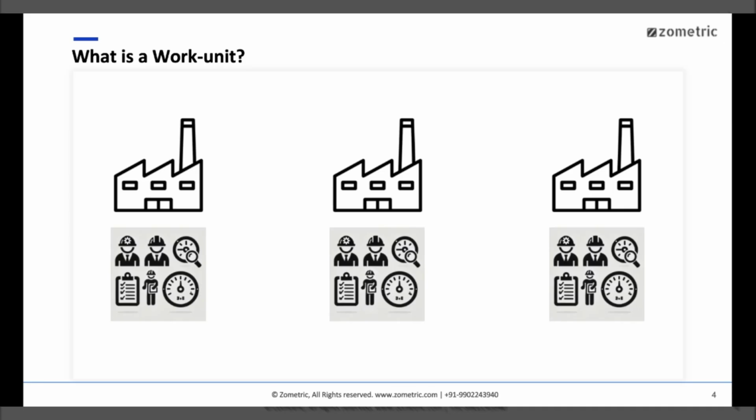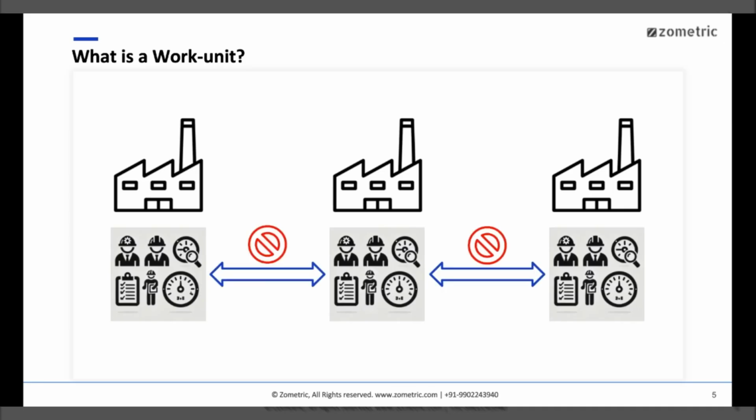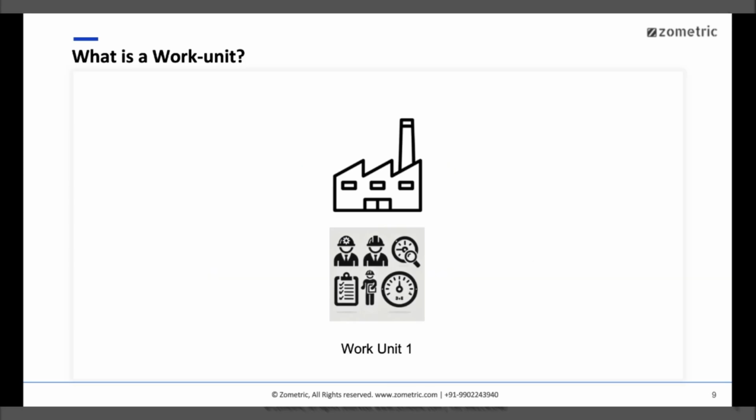to do this. If you have a large factory with multiple independent units that don't frequently share resources like operators, inspectors, or measurement equipment, you might consider setting up separate work units for each unit within the factory. However, if these work units do share resources often, it's better to consolidate them into a single work unit.